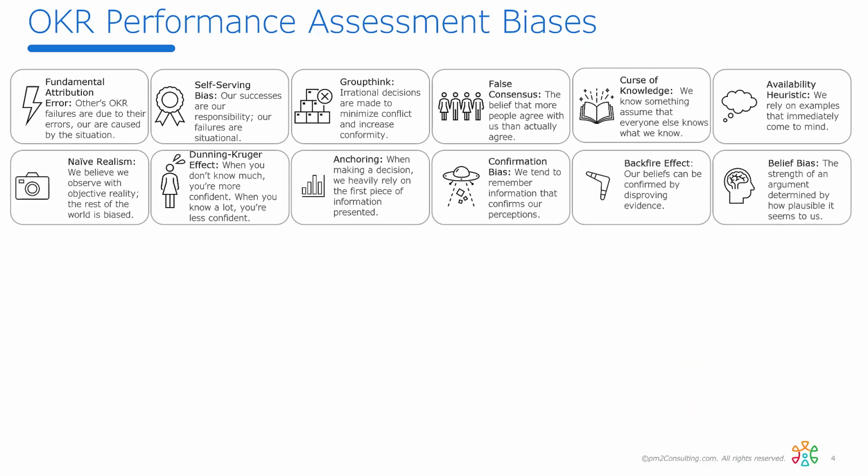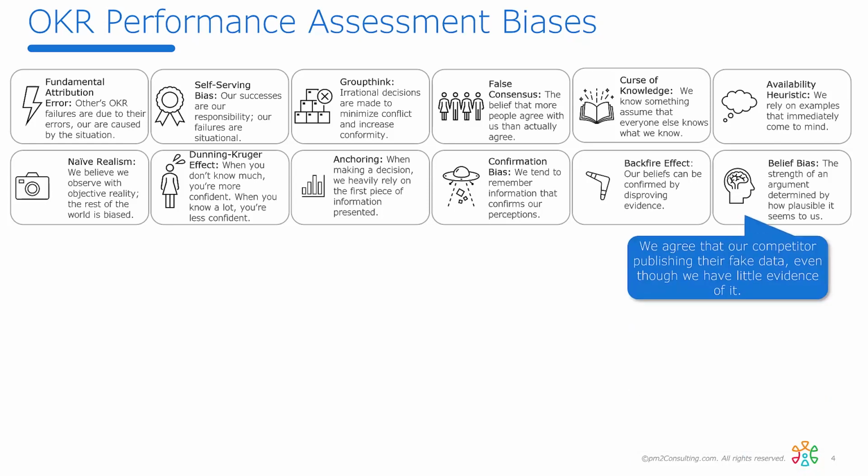Belief bias. And that's where the strength of an argument determines how plausible it is to us. So, for example, we agree that our competitor is publishing fake data, even though we have little data to prove it. So, it sounds plausible, and therefore we accept it.